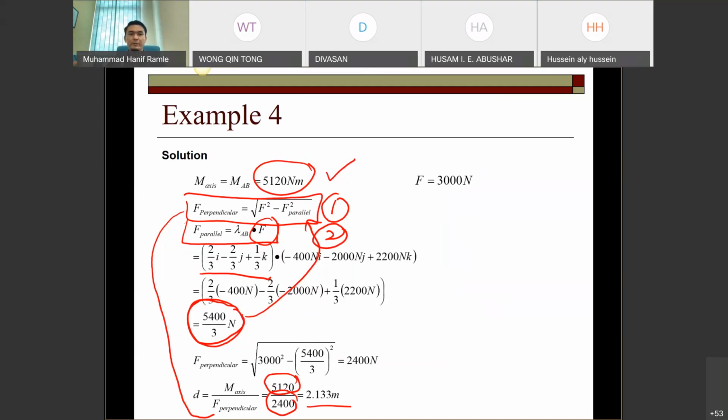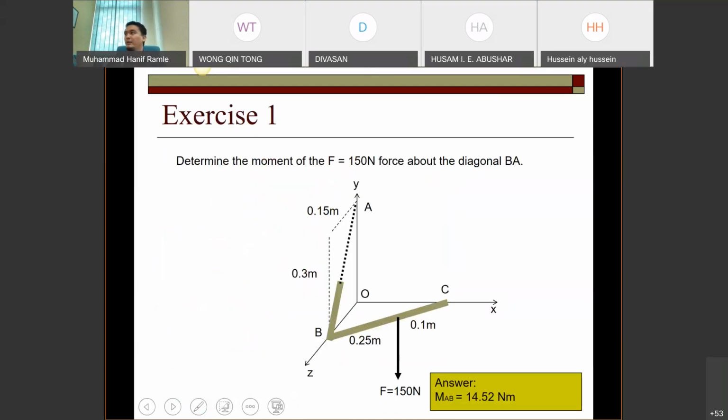All right, if okay, then let's do this exercise together before we end the class. This is actually a moment about an axis, a moment of force about an axis. The idea is that you have to find the moment of a 150 Newton force about the diagonal BA. So we do have this axis, the BA axis.